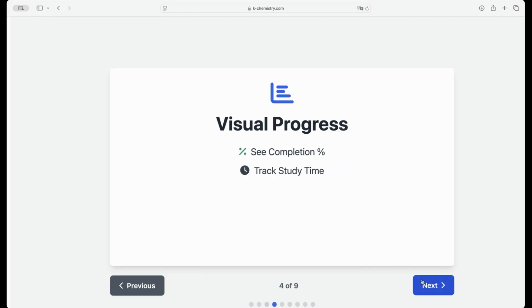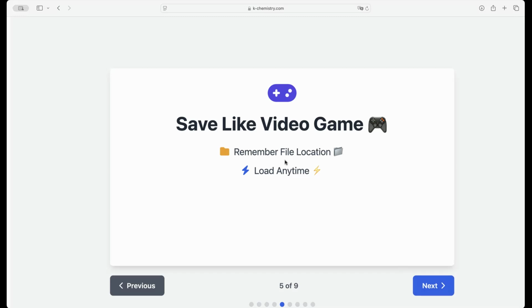Don't forget, there is a visual progress. You will see how much of the unit or the topic you have finished, and you can track your study time. You can save like in video games. You can save, remember where you saved the file, and then load it anytime later from where you stopped. You don't have to start from the beginning every time.